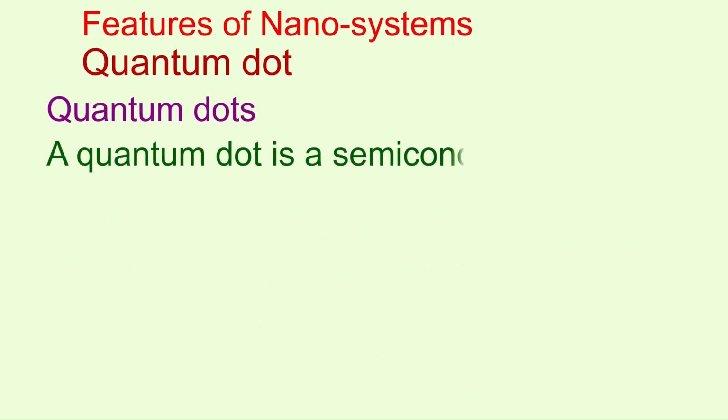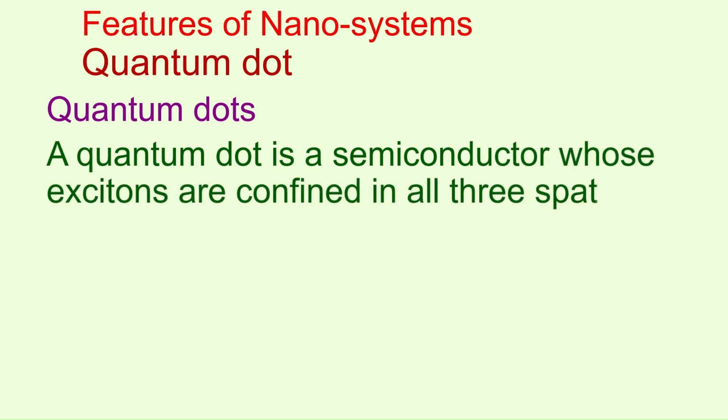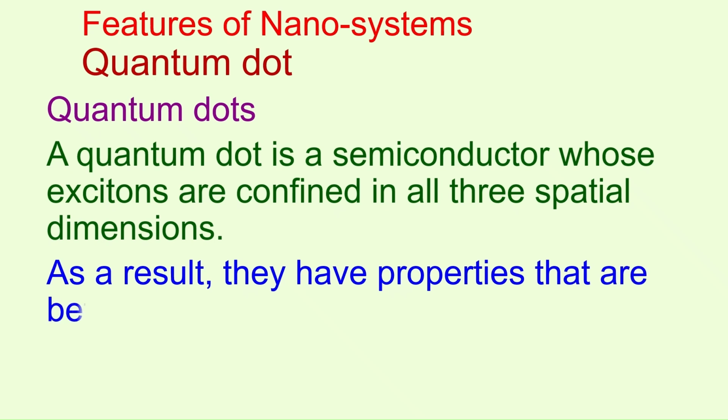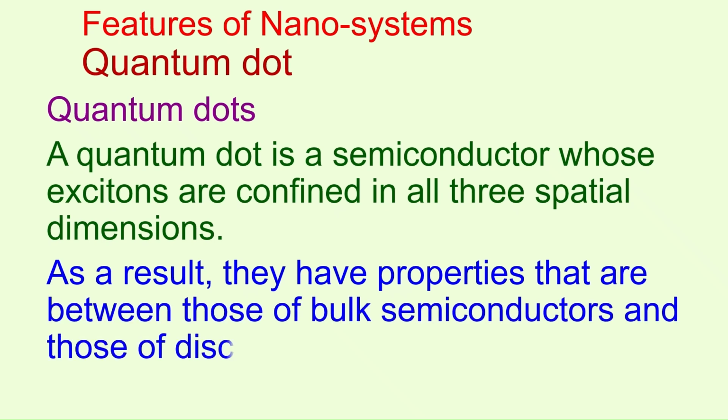A quantum dot is a semiconductor whose excitons are confined in all three spatial dimensions. As a result, they have properties that are between those of bulk semiconductors and those of discrete molecules.